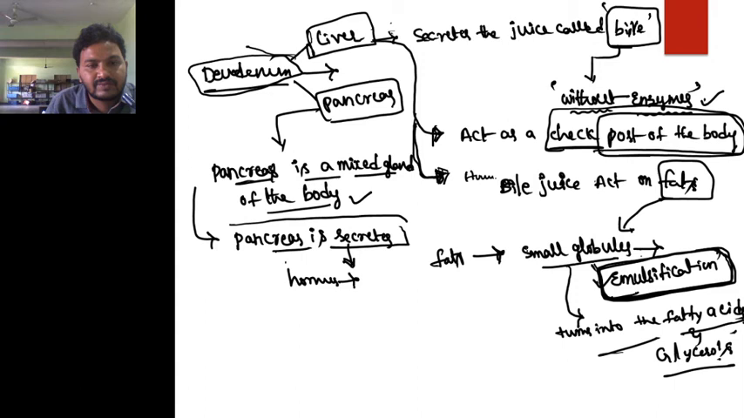Next, once the insulin production decreases, it leads to diabetes insipidus.